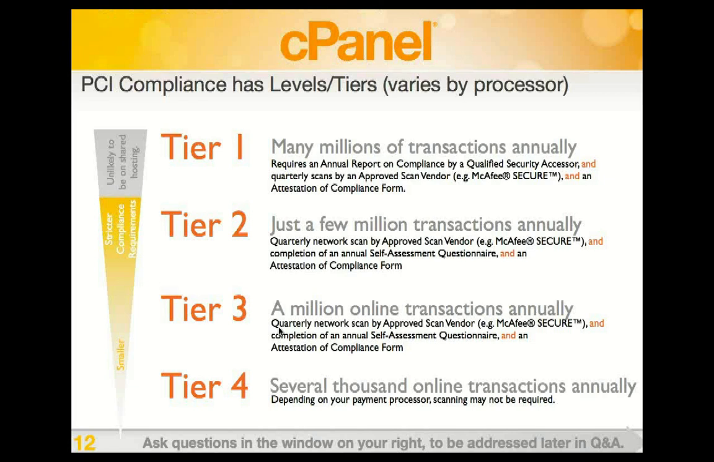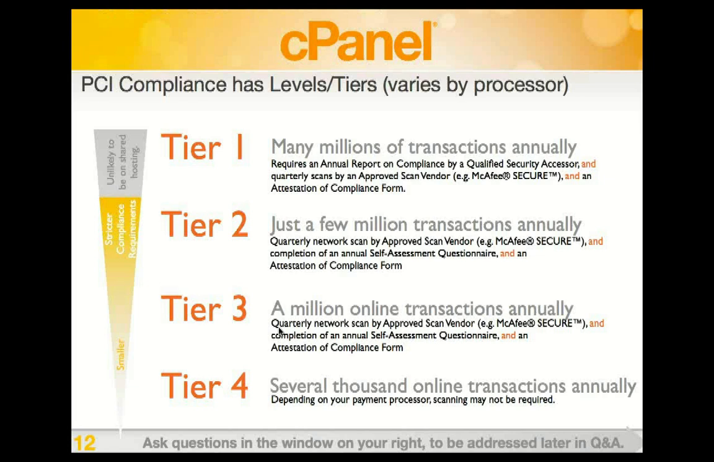So most people will fall between tier 2, tier 3 and tier 4, but there are a lot of large companies out there that use cPanel software that can be considered tier 1. Now the thing to keep in mind is that the requirements do vary among the different tiers. Tier 1 is very strict. You must adhere to a lot of the stringent standards proposed by the PCI data security standards. And tier 4 is very lenient, relatively speaking.